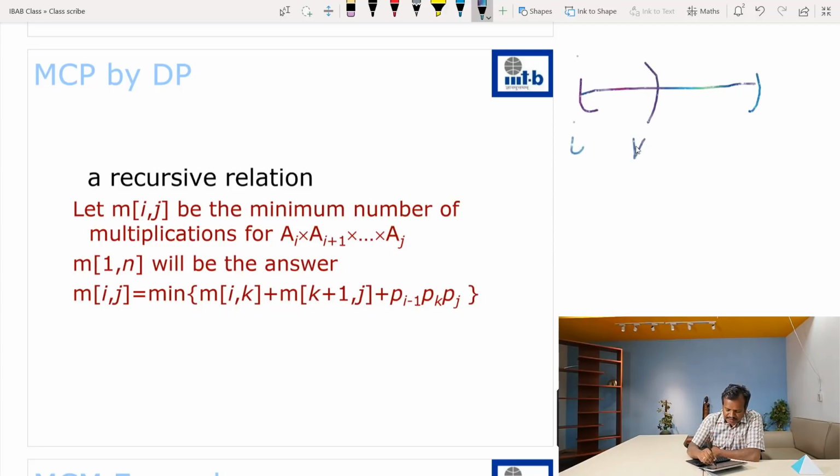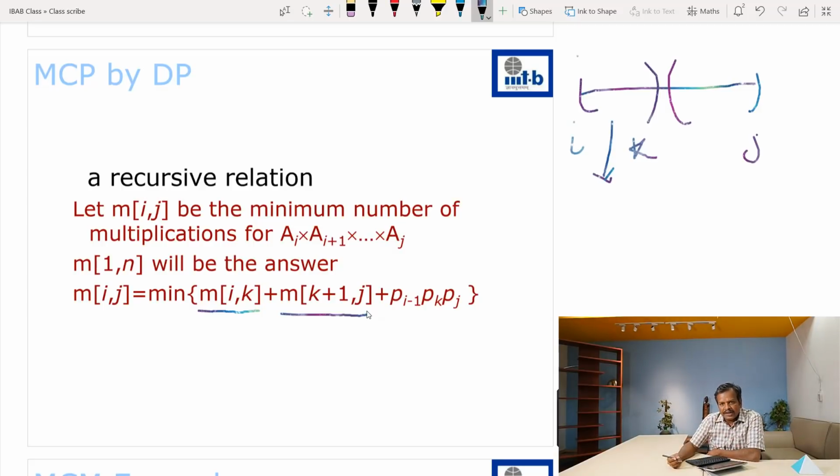So this is i and this is k and this is j. Then you multiply the matrix from k to j, and then the last multiplication is these two matrices. So if I have to multiply matrices from i to k, then the minimum number of matrix multiplications required is m of i comma k, by definition. So if I have to multiply matrices from k plus 1 to j, then the minimum number of multiplications required is given by this equation.